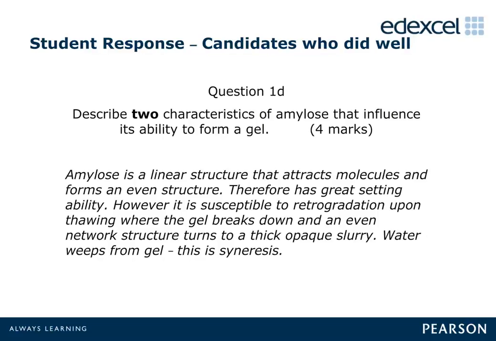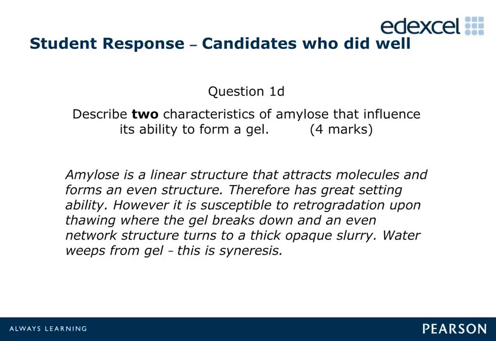We start by looking at 3 responses to question 1D, which is: describe 2 characteristics of amylose that influence its ability to form a gel. This question had 4 marks available. The command word describe requires candidates to identify 2 points, which are then described or expanded with additional relevant information.